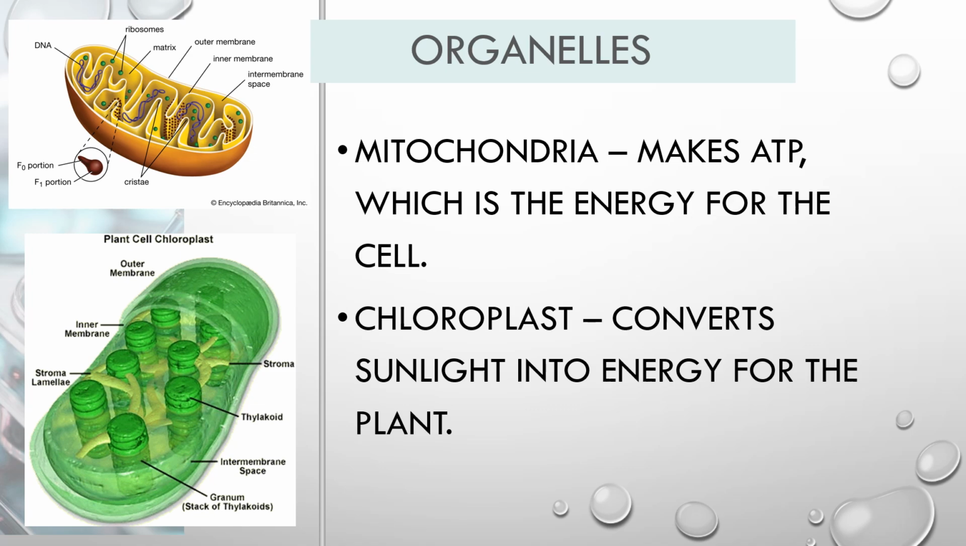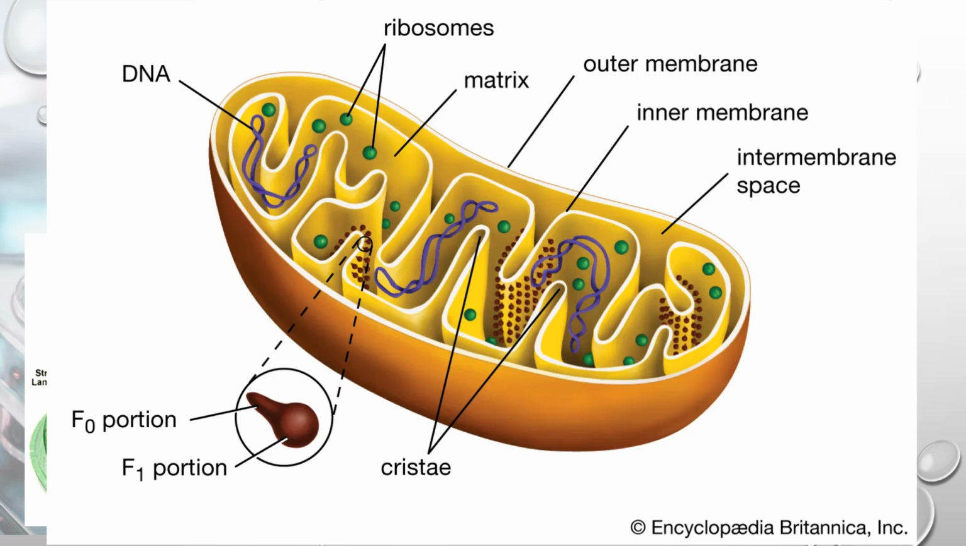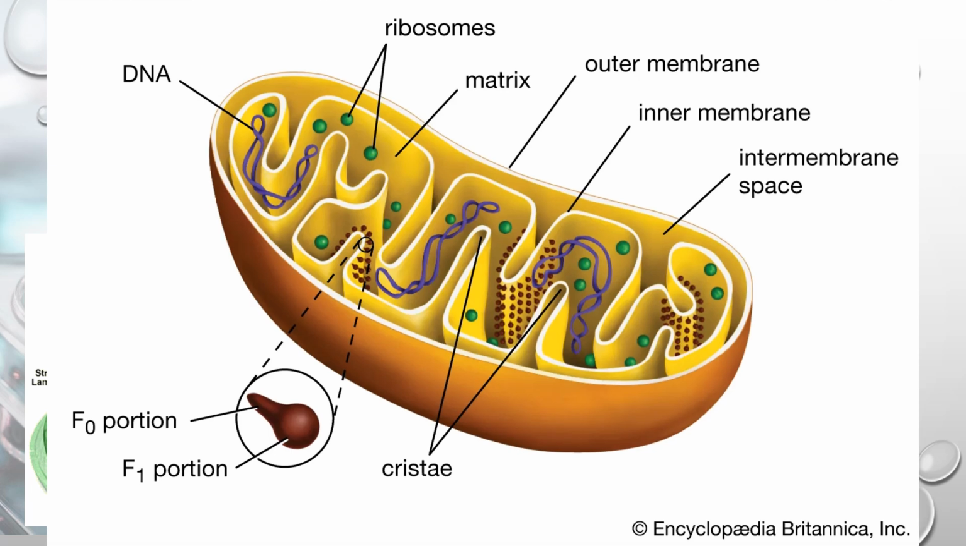If we look closely at the mitochondria, animal and plant cells both have mitochondria. There's a lot of folding within it. There's also their own DNA.